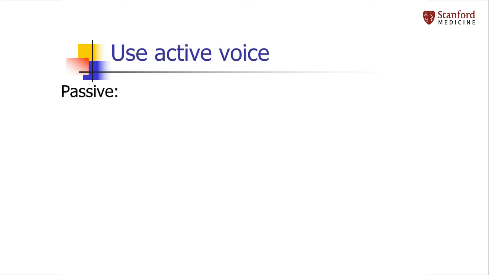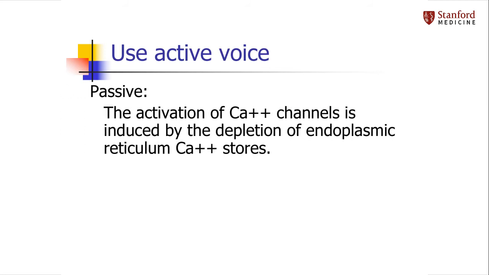Here's another example. The activation of calcium channels is induced by the depletion of endoplasmic reticulum calcium stores. Now this one is a bit more subtle, but you can see that it's in the passive voice because cause and effect are inverted here. The activation of the channels is the effect, and the depletion of the calcium stores is the cause. So to turn this into the active voice, you want to put the cause before the effect. So you would say, the depletion of those calcium stores induces the activation of calcium channels.